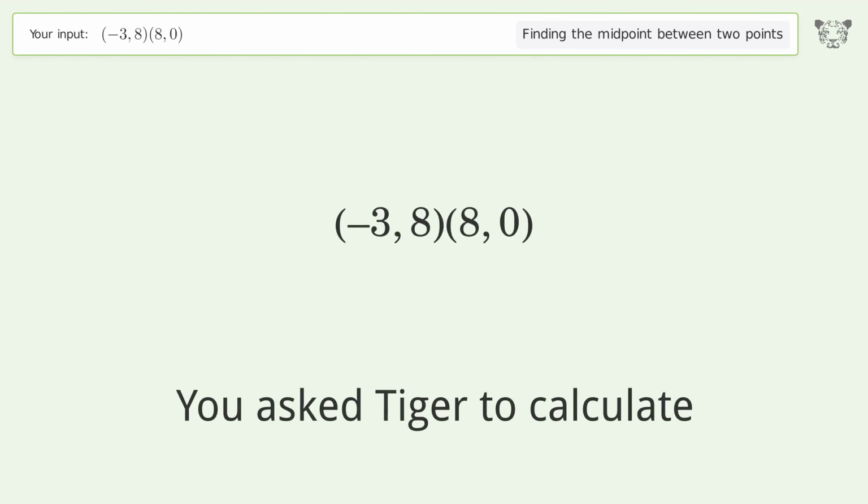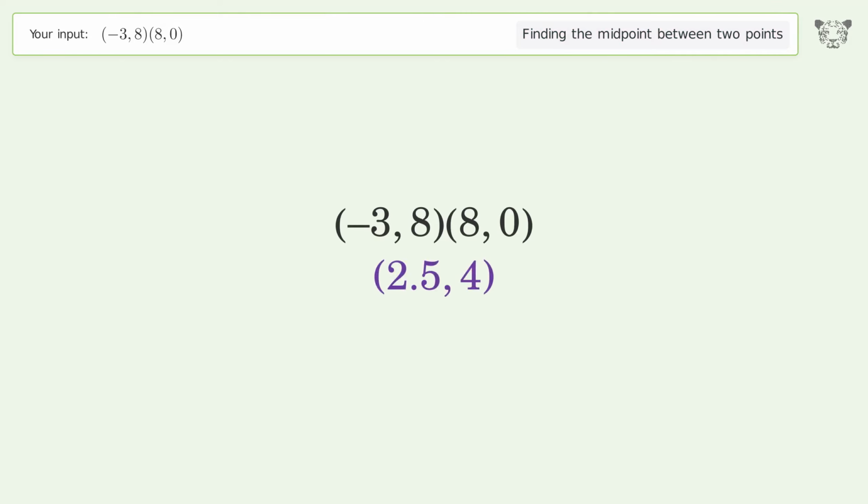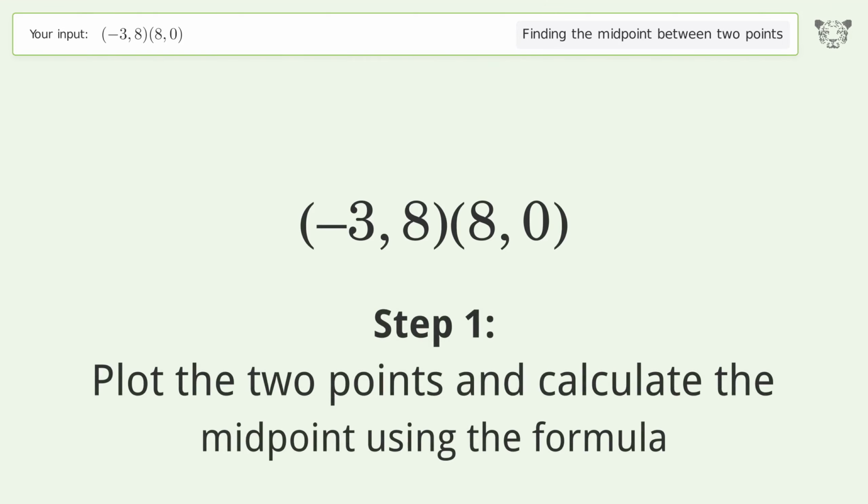You ask Tiger to calculate. This deals with finding the midpoint between 2 points. The midpoint between the 2 points is 2.54. Let's solve it step by step. Plot the 2 points and calculate the midpoint using the formula.